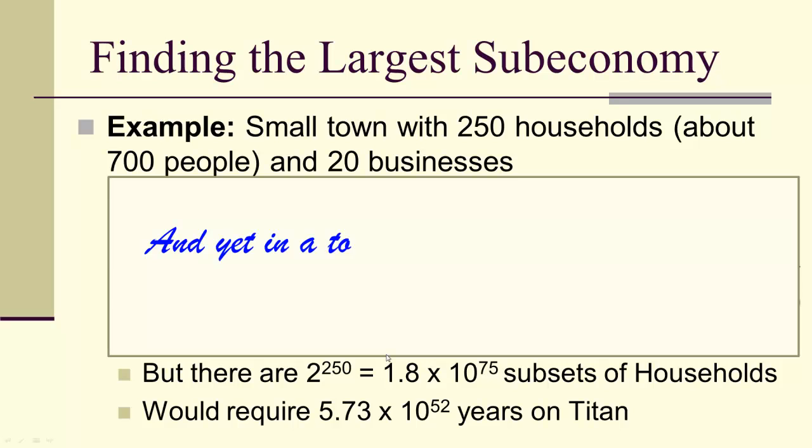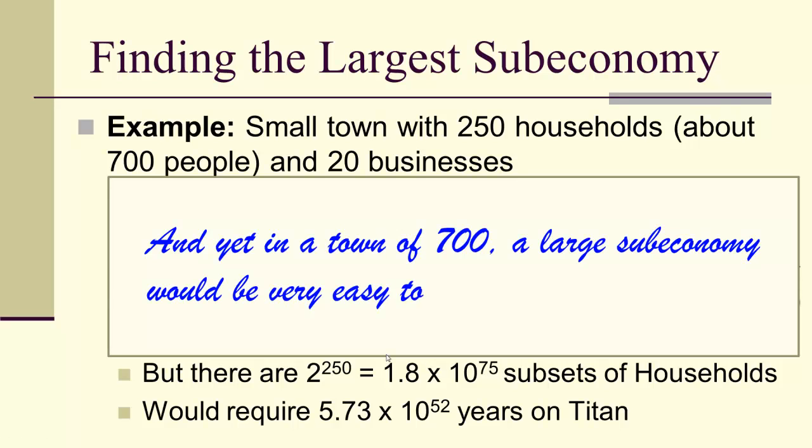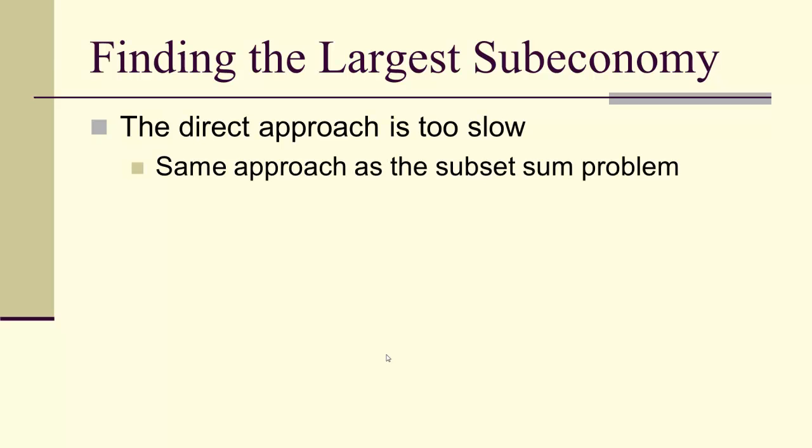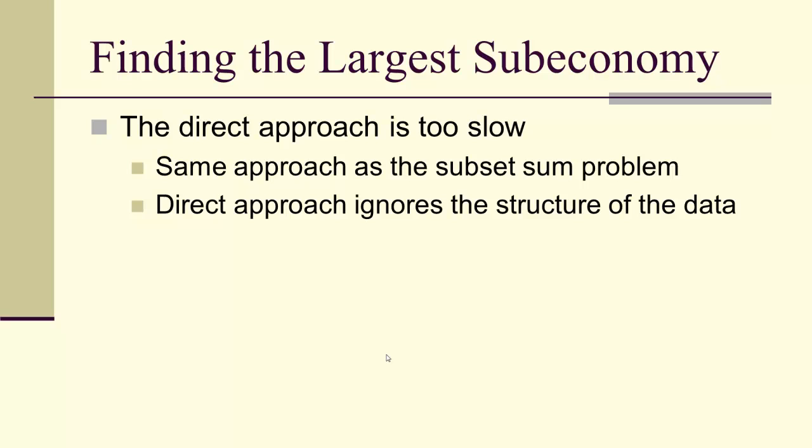And certainly this isn't that hard of a problem, because in a town of 700 we could probably figure out the SubEconomies just by knowing each other. And in particular, that's what we're going to do. So finding the largest SubEconomy, the direct approach is too slow because the direct approach is actually equivalent to the subset sum problem. But the direct approach ignores the structure of the data. So instead we're going to use graph theory.